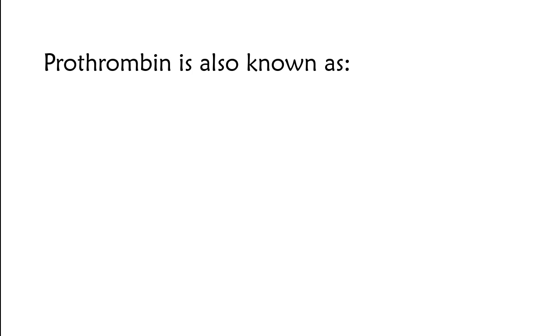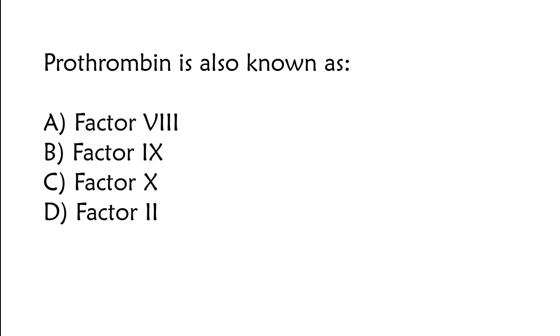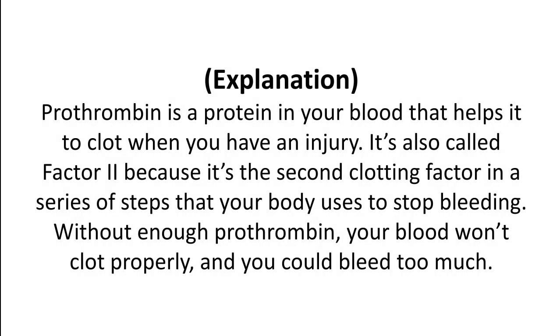Prothrombin is also known as factor 8, factor 9, factor 10, factor 2. The correct answer is option D, factor 2. Explanation: prothrombin is a protein in your blood that helps it to clot when you have an injury. It's also called factor 2 because it's the second clotting factor in the series of steps that your body uses to stop bleeding. Without enough prothrombin, your blood won't clot properly and you could bleed too much.